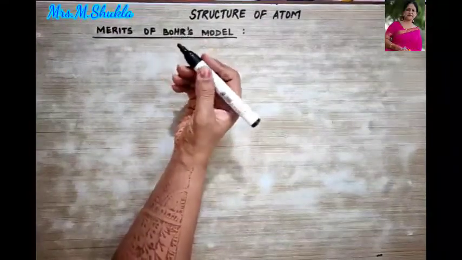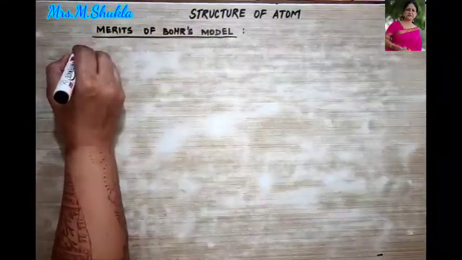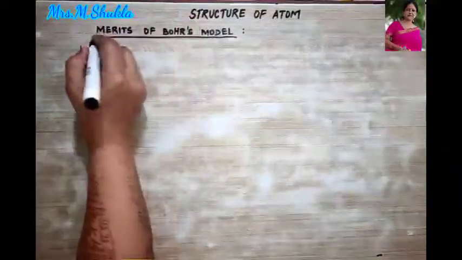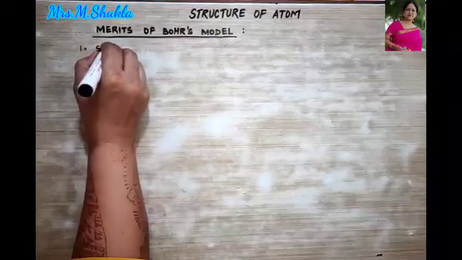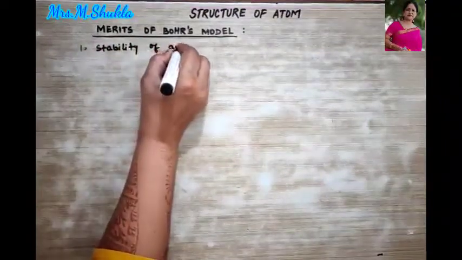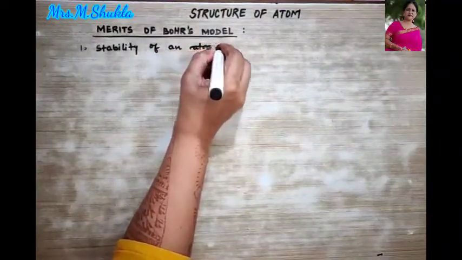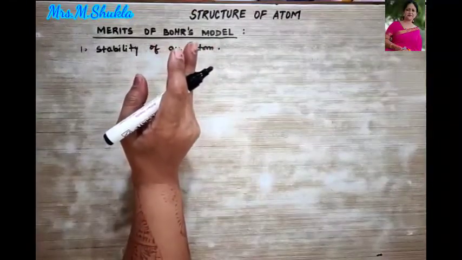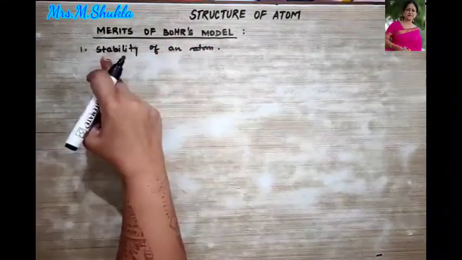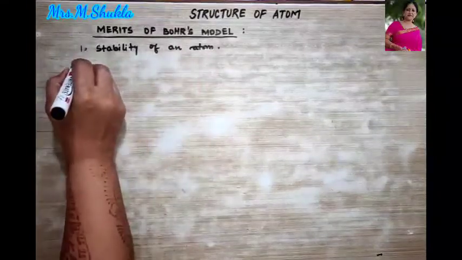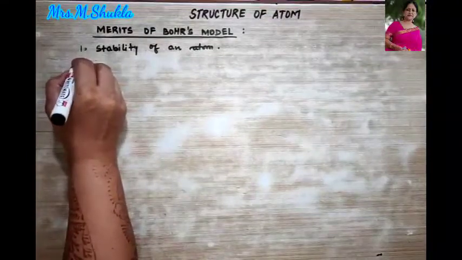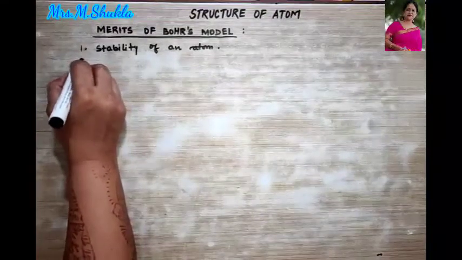So what were certain merits of Bohr's model? Firstly, Bohr's model was able to explain the stability of an atom. If you remember, Rutherford was not able to explain the stability of an atom, right? But according to Bohr's model, he was able to explain it. I'll explain all that in detail just now. First, let me write down the different merits.